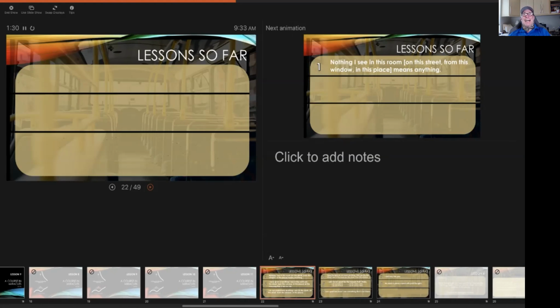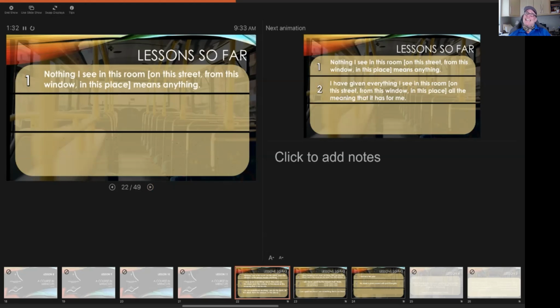So far, number 1 was this one. It said, "Nothing I see in this room, on the street, from this window, in this place means anything." So what we began doing was practicing these lessons 3 to 4 times a day, just taking a few minutes out of the day to stop and bring focus to that lesson or that activity, if you will. And that was our first one.